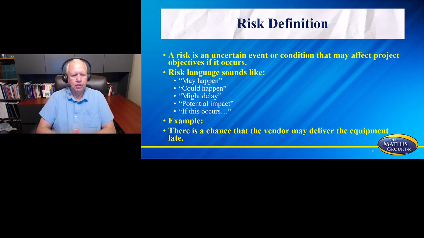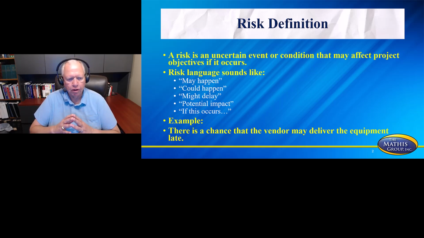So, risk definition. As you look at risk, you know that risk is an uncertain event or condition that may affect project objectives if it occurs. The risk language that you hear a lot of times on the test could be something like may happen, could happen, might delay, potential impact if this occurs. All of those have that sound of question involved in it.